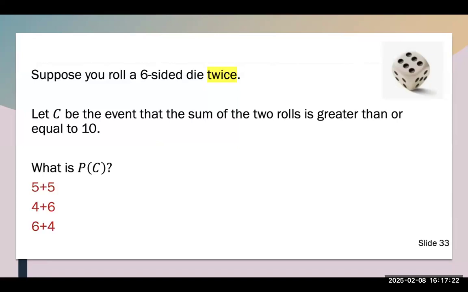So we have greater than or equal to 10. So it could be 10, could be 11, could be 12. Those are our options here. So the 3 that we had before work, along with 5 and 6, that makes 11. 6 and 5, that makes 11. And 6 and 6, that makes 12. So there are 6 different ways out of 36, which is 1 out of 6.